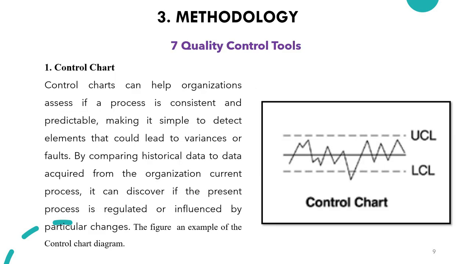For the first quality control tool, we are going to use the control chart, which can help an organization assess if a process is consistent and predictable, making it simple to detect elements that could lead to variance or fault. By comparing historical data to data acquired from an organization's current process, it can discover whether the present process is regulated or influenced by a particular change. The figure below shows an example of the control chart diagram.